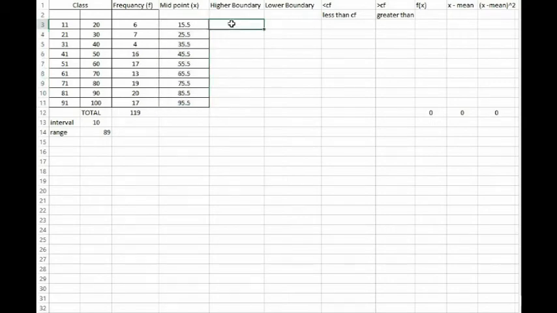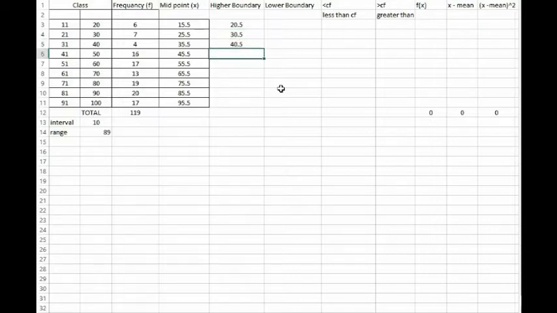Now, we get the higher boundary. So, the higher boundary is the higher among your selected class plus the higher plus the lower class of the next class divided by 2. So, meron kang 20.5 or simply, you add 0.5 kapag ang given natin is a whole number.